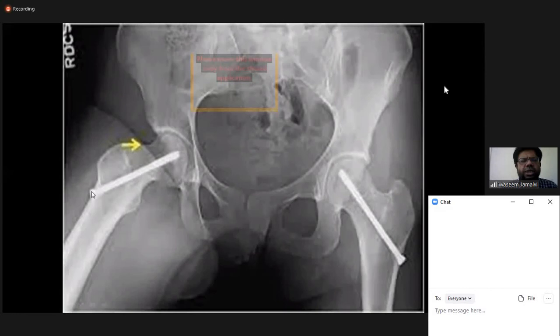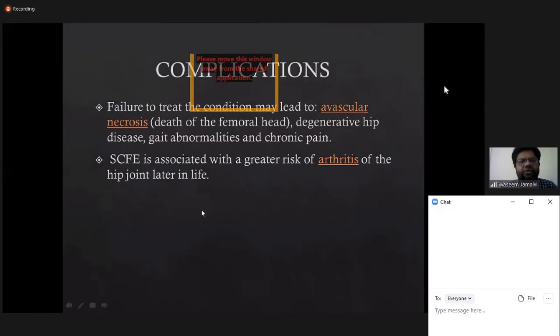This is the screw, running from the lesser trochanter toward the head of the femur, on both sides. This is a bilateral problem in this child. So the slipped capital femoral epiphysis is straightened in a way where it is attached between the head and the neck of the femur.